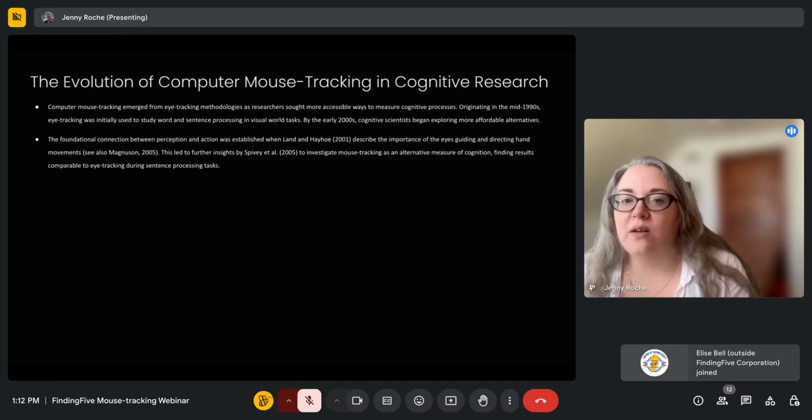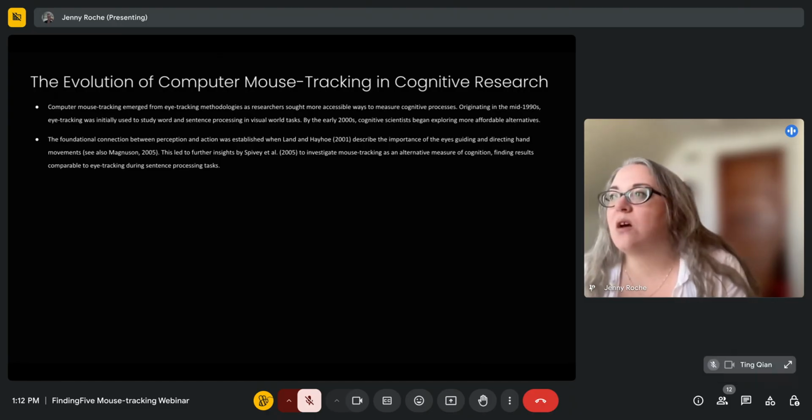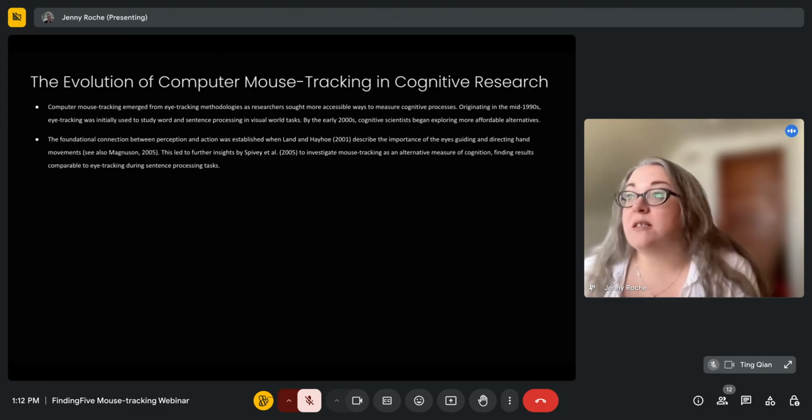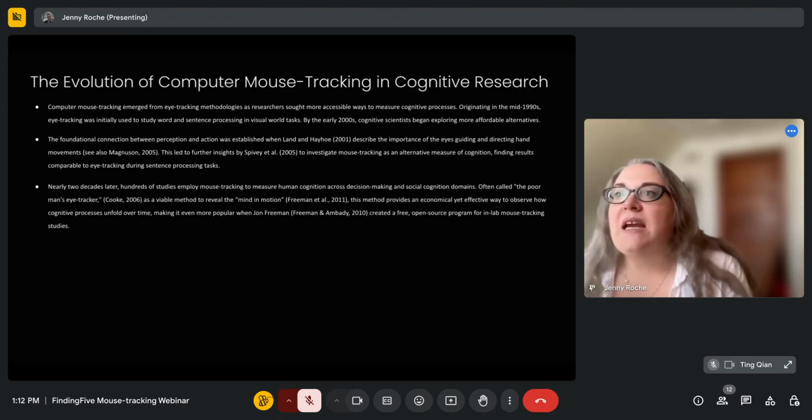So there were some foundational connections between perception and action that were established early in the 2000s, specifically by Land and Hayhoe, who came out with this really important paper that talked about how the eyes are important in guiding and directing hand movements when completing everyday tasks. This led to further insights by Spivey and other colleagues, who looked at alternative measures of cognition, finding results comparable to eye tracking during sentence processing tasks. And the method that they found was mouse tracking.